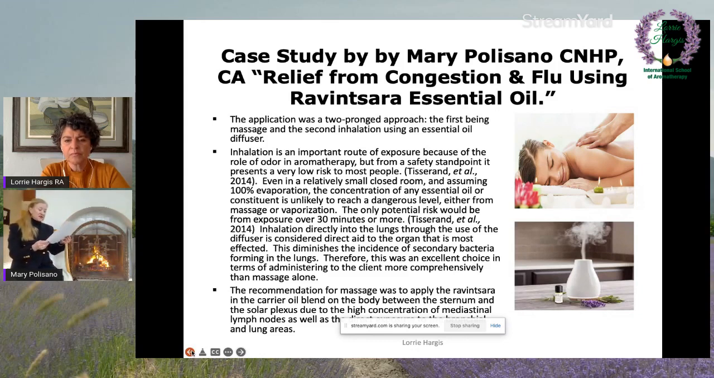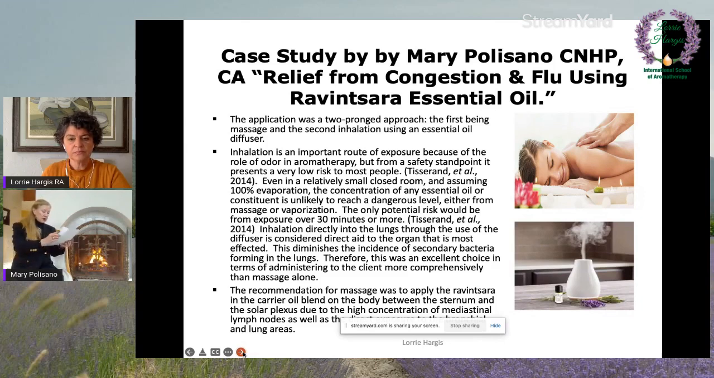This diminishes the incidence of secondary bacteria forming in the lungs. Also very important, because when do people start to get into trouble when they have flu? They have the congestion, they have that thick mucus that Lorrie was talking about at the beginning of the class. And the thick mucus that is sustained in the lungs, if it hangs out there for any period of time, that's when there's a tipping point and the client may develop a secondary bacterial infection or bronchitis and or, heaven forbid, pneumonia. So the incidence of secondary bacteria forming in the lungs was diminished by using this two-pronged approach: direct application, direct aid, as in the massage on the chest, and also the diffuser.